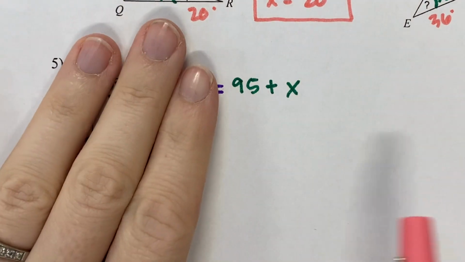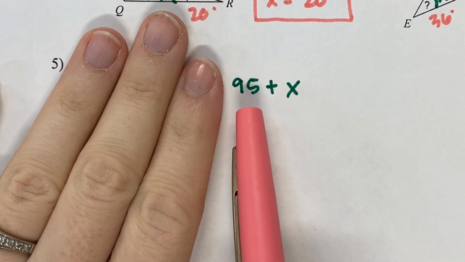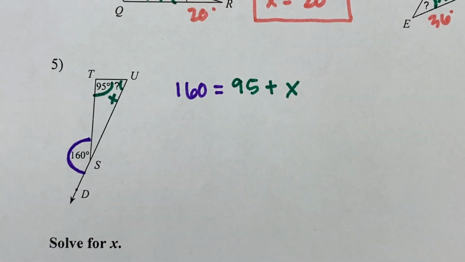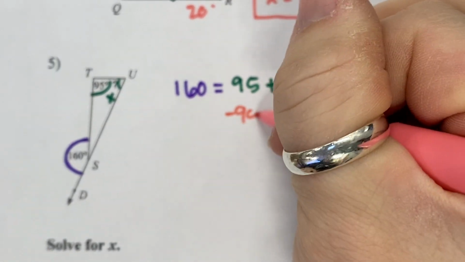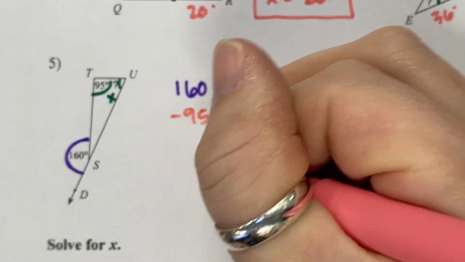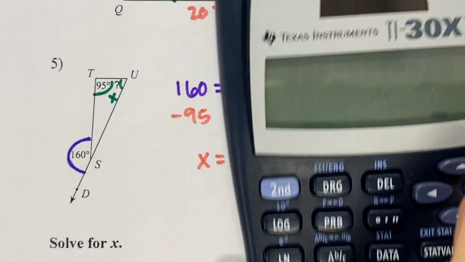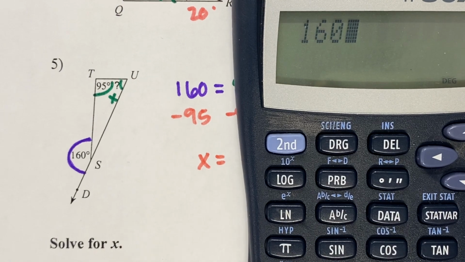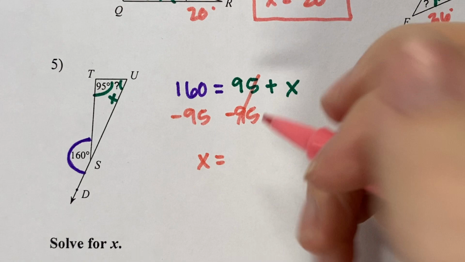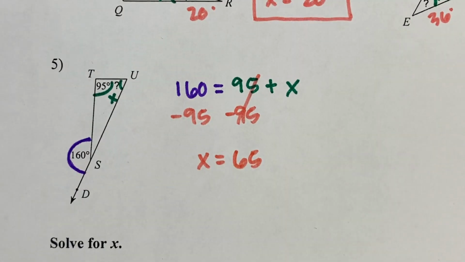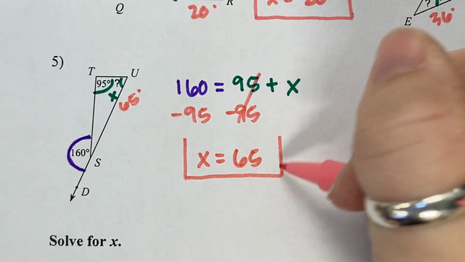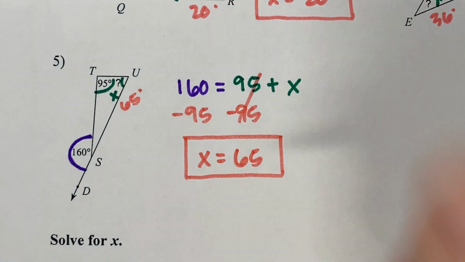Okay, well, the only thing I have to get rid of is this plus 95 or a positive 95. Well, what's the opposite of a positive or plus 95? We subtract 95 from both sides. So we get X is equal to, and I'm going to do this in my calculator, 160 minus 95, and that gives me 65. So we know that that interior angle we were looking for was 65 degrees.